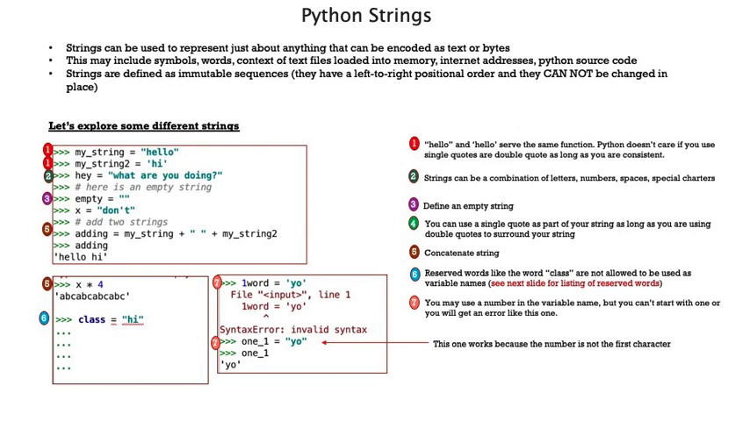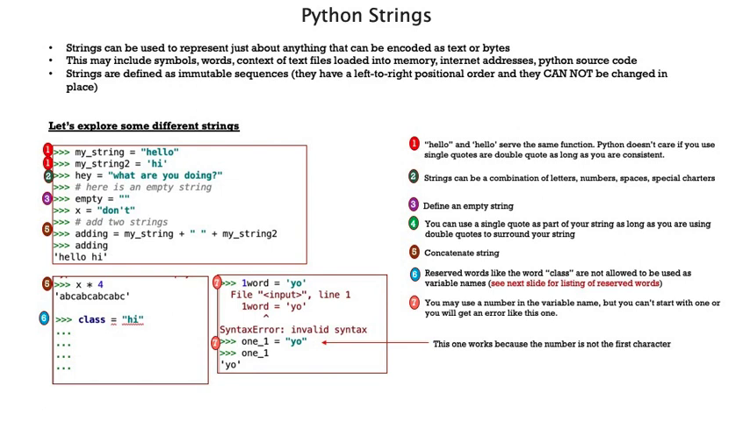We can also concatenate strings. We have adding as our variable equals my string, which is hello, plus then a literal empty space plus my string2, which of course represents hi. So it'll print out hello space hi. And we can concatenate strings in the following way as well. X in this particular case was equal to ABC. If I do X times 4, it simply adds together ABC, ABC, ABC, ABC, and you see that there.